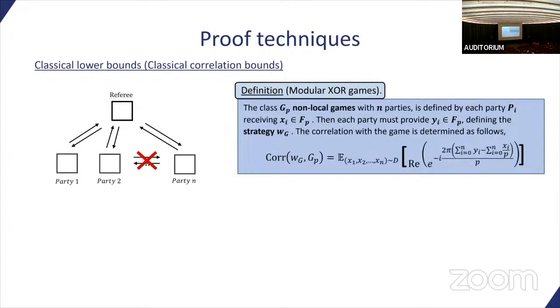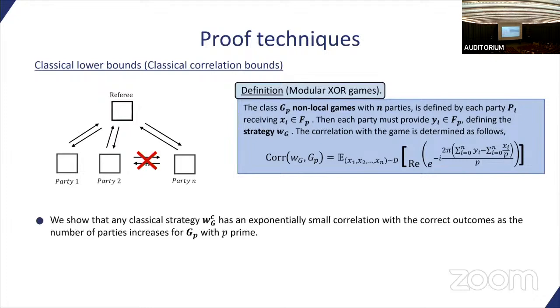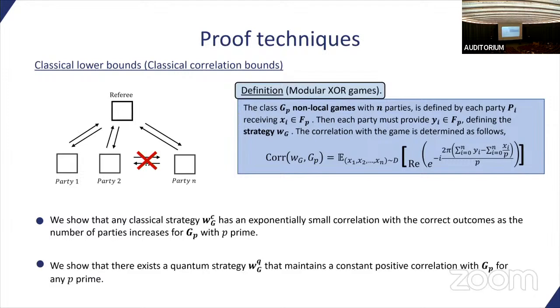On top of this, because we consider this family of relation problems, they will all be related to a specific family of non-local games. In particular, it's of the type of XOR non-local games. So we define them, and we define the correlation function with which any strategy relates to the winning strategy. And then we are able to show that any classical strategy that you can come up with has exponentially small correlation with the winning strategy, while there exists a quantum strategy that maintains a constant positive correlation.